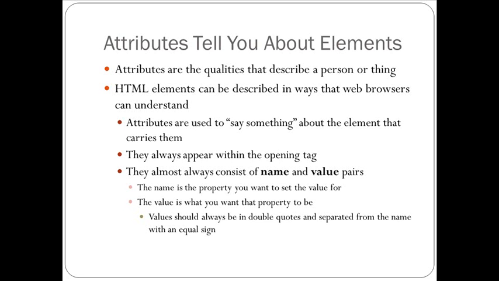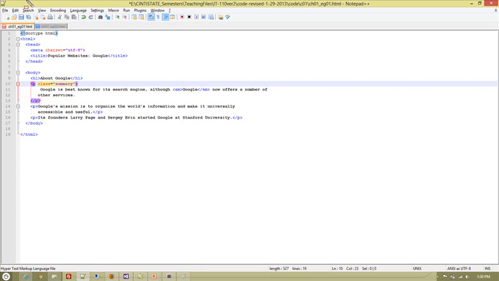The values should always be in double quotes and separated from the name by an equal sign. So you can see in this sample here, the class, again, the name is class, the value is summary, and you should get in the habit also of not even having spaces in front of or after the equal sign. It's class equals, open your quote, put the value in, and close your quote.